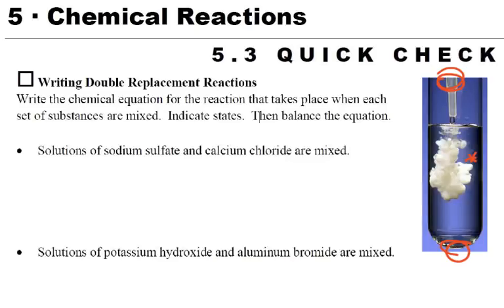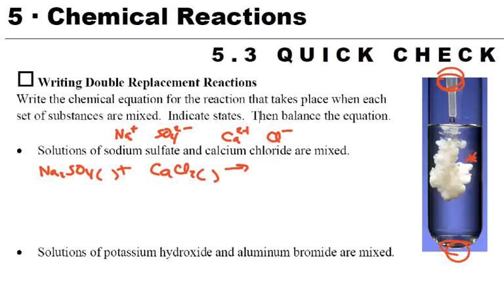So here we go. Solutions of sodium sulfate and calcium chloride are mixed. Our first step is to write in the ions. So I have Na plus and SO4 2 minus, and for calcium chloride, Ca2 plus and Cl minus. The first thing is what are the original combinations. If I have Na1 plus and SO4 2 minus, I'm going to have Na2SO4. And for calcium chloride, 2 plus and 1 minus, so I have CaCl2.